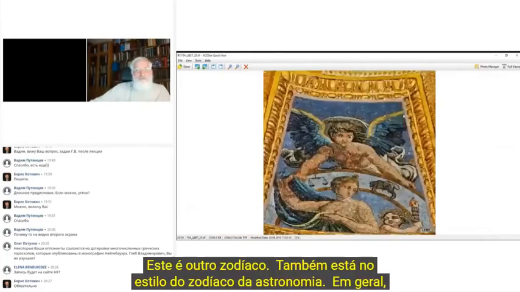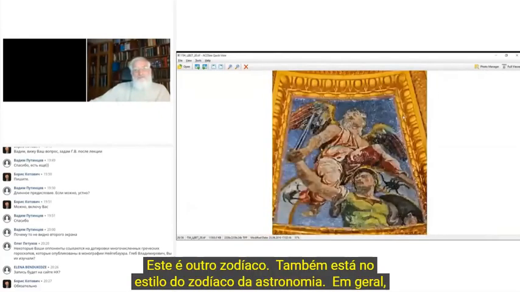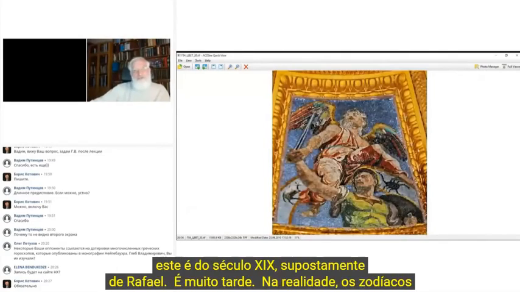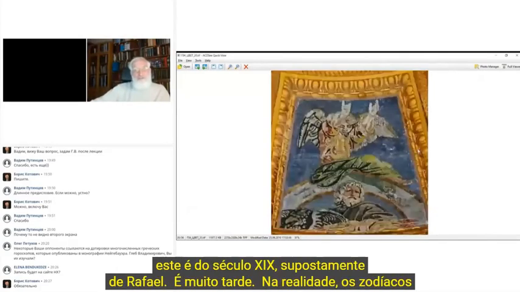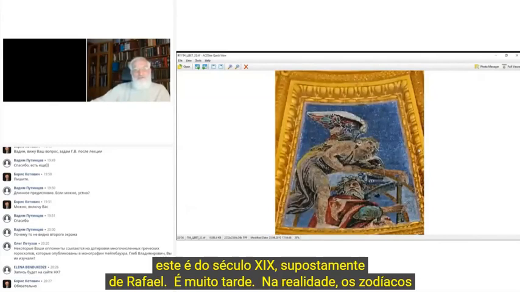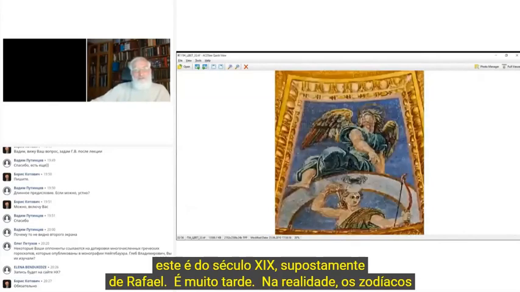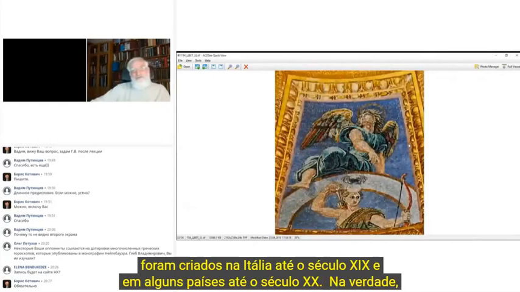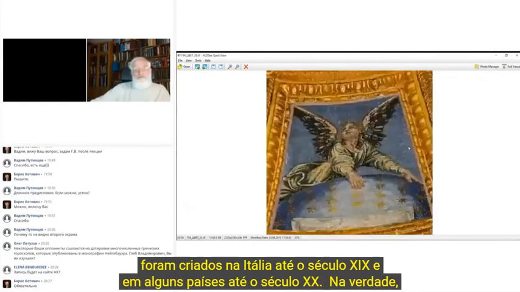This is another zodiac. It's also in the style of the zodiac of astronomy. In general, this one is from the 19th century, supposedly by Raphael. It's very late. In reality, zodiacs were created in Italy until the 19th century, and in some countries even until the 20th.